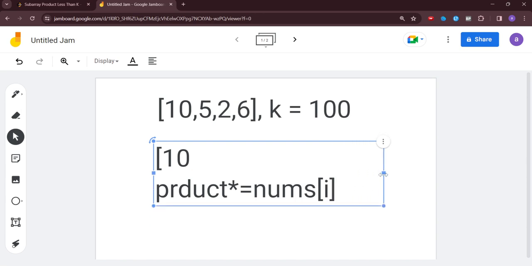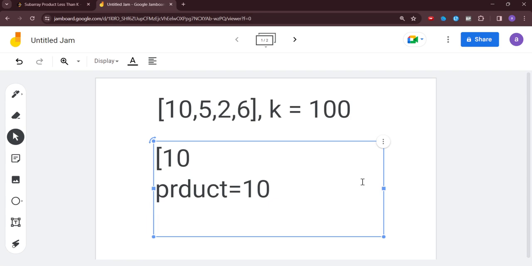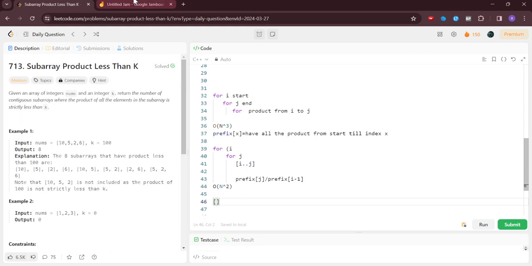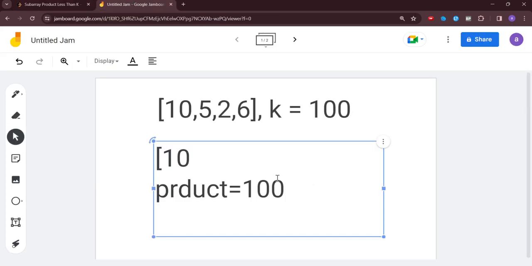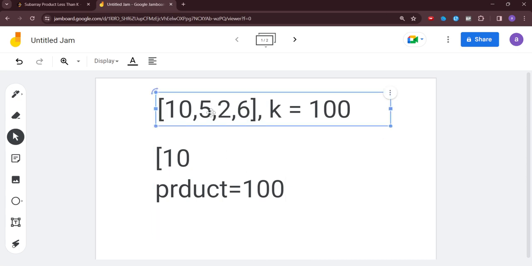If we try to do this at every step, so if I initialize product to 1, and then I multiply with 10, then the product is going to be 10. Now I'll try to move the pointer to here, and then we need to multiply it with 5, so then it becomes 50, and then I am going to multiply it with 2, then it becomes 100, and then it should always be less than k. So at this particular point, suppose I want the number of elements present in this array which end at this particular index.